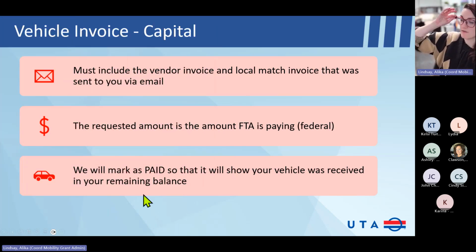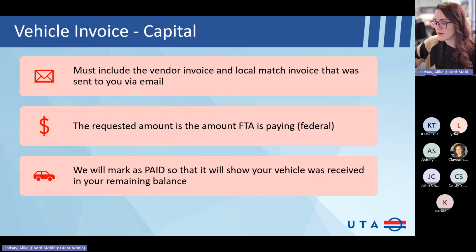You submit a vehicle invoice. We mark it as paid so that down in your remaining and your budget, it will show that you got that vehicle. And then it also helps us if the vehicle came in under or over, it will show us that so that we can adjust the grant to take into consideration if the vehicle was under or over what you were awarded. So it is important that you put those invoices into ZoomGrants to help us when we close the grant, to look at all the numbers and fix everything.